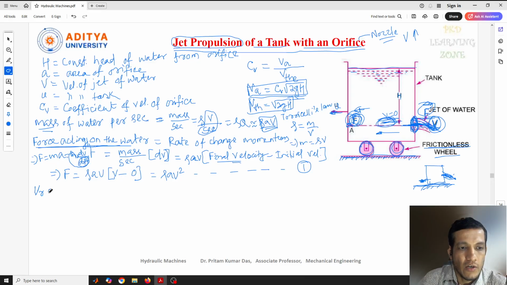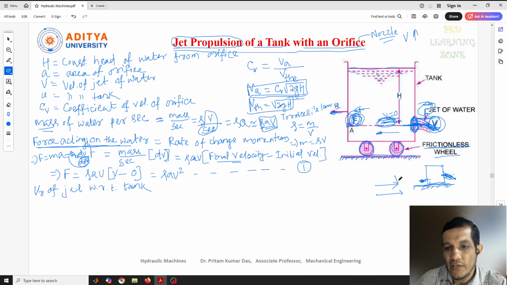VR, the relative velocity of the jet with respect to the tank, we need to find out. I already told you, when two objects are moving with different velocities, suppose VA and VB, we can find the relative velocity VR equal to VA minus VB. Here also VR is the relative velocity of the jet with respect to the tank.